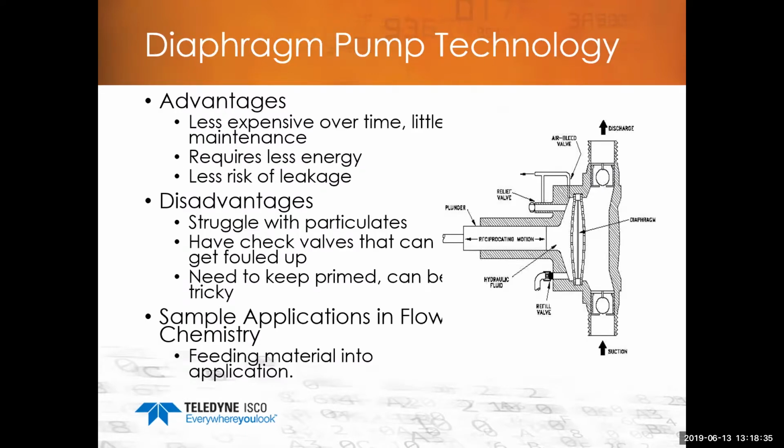Lastly, here's a technology that doesn't get used very often in flow chemistry, but it can be used. It's a diaphragm pump technology. It's basically a piston pump, but it's using the piston to vibrate a bladder in and out to pull material in, push it out, pull material in, push it out. Very similar. It's going to be used for feeding material into an application.